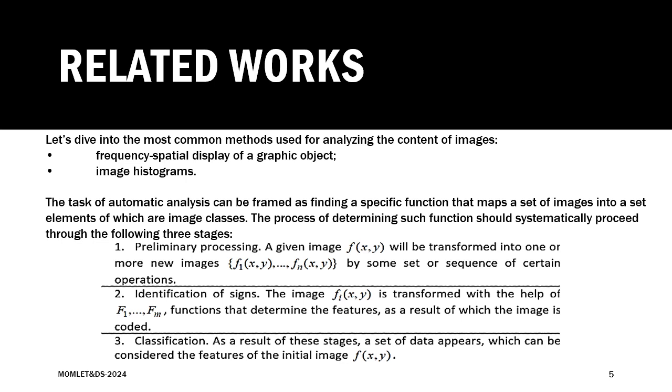Let's dive into the most common methods used for analyzing the content of images: frequency spatial display of a graphic object, and image histograms. The task of automatic analysis can be framed as finding a specific function that maps a set of images into a set, elements of which are image classes. The process of determining such functions should systematically proceed through the following three stages: preliminary processing, identification of signs, classification.